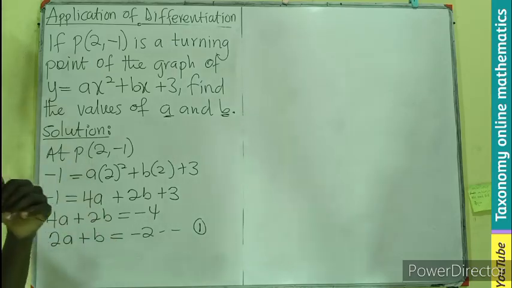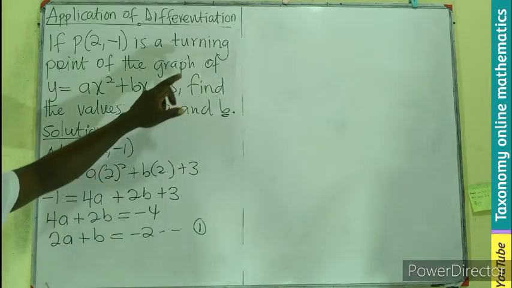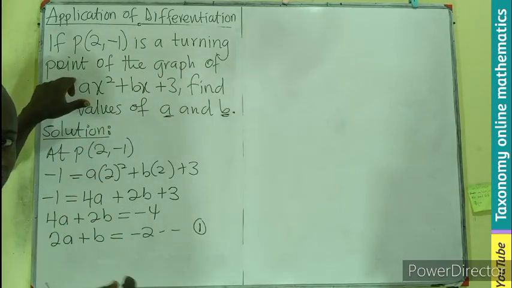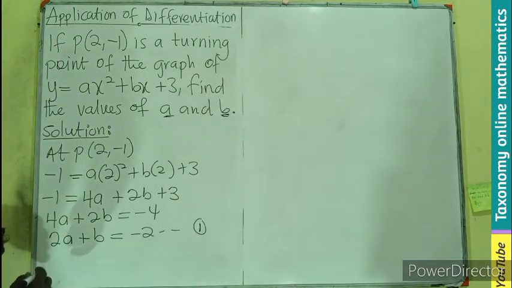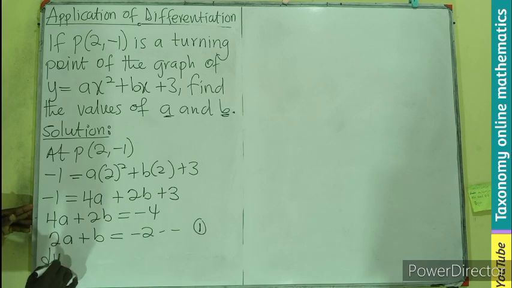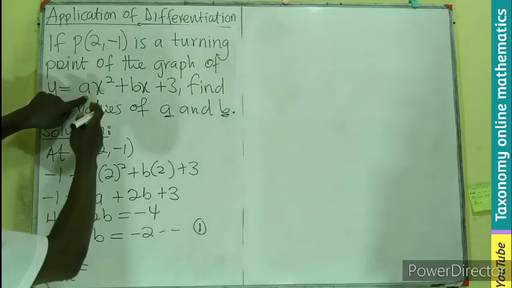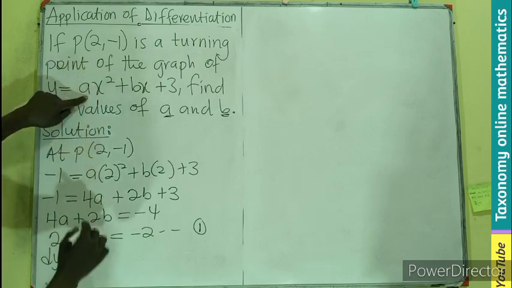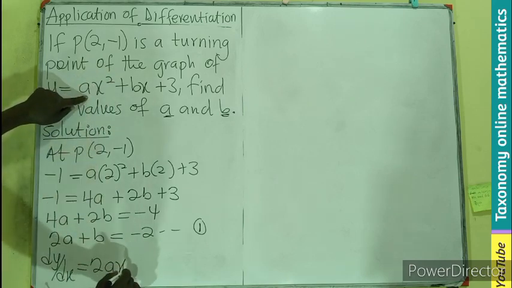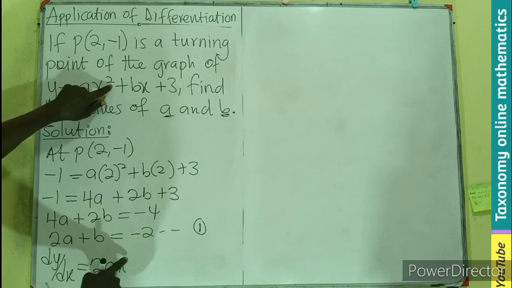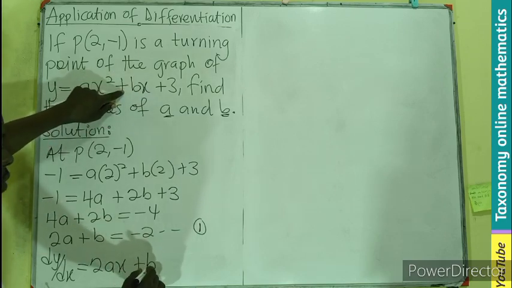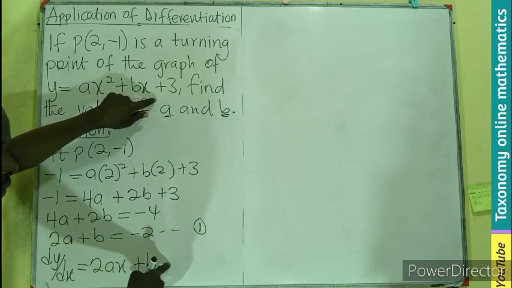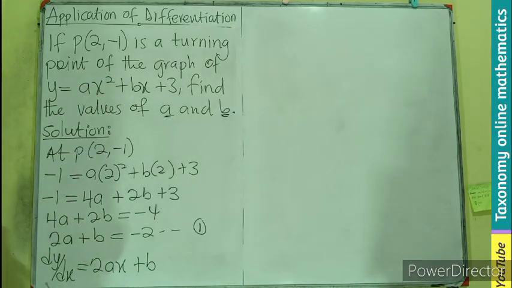All right. Now, what else do we need? We hear the word turning point. So at the turning point, we need to know the differentiation of the curve. First of all, we need to find the dy/dx of the original equation. So the 2 comes forward to multiply, to give you 2ax. You subtract from the power, so the power is 1. Then plus, if you differentiate the constant, you get 0. So this is what we are going to have.